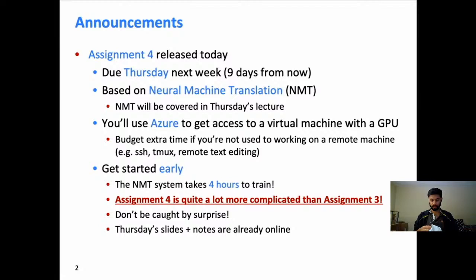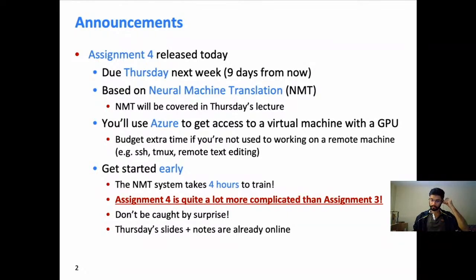Something else that's different about assignment 4 is that you're going to be using Azure, which is a cloud computing service, in order to train your NMT systems on a virtual machine with a GPU. This is necessary in order to be able to do it in a reasonable amount of time. I have a warning: if you perhaps don't have a lot of experience working on remote machines, for example, if you're not very familiar with SSH or tmux or remote text editing, then I advise you to budget some extra time for assignment 4, because that's probably going to take you a little while to set up and get used to.